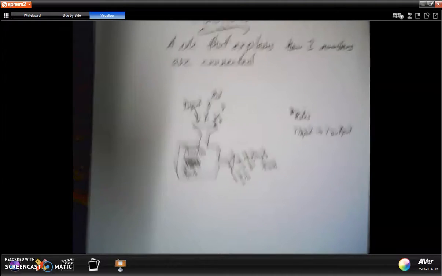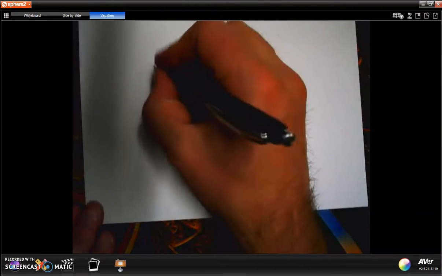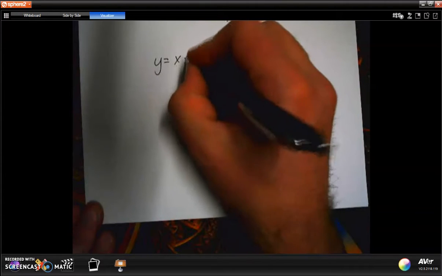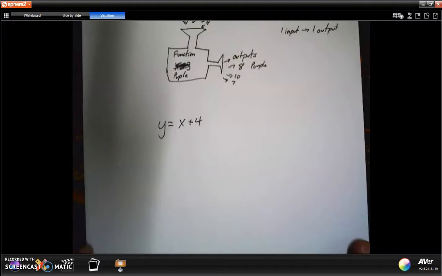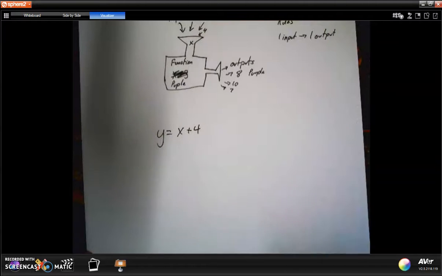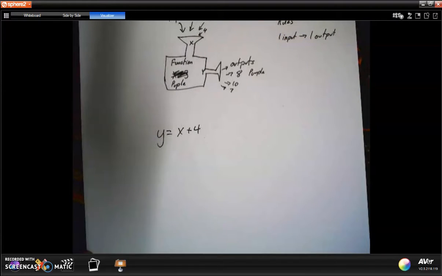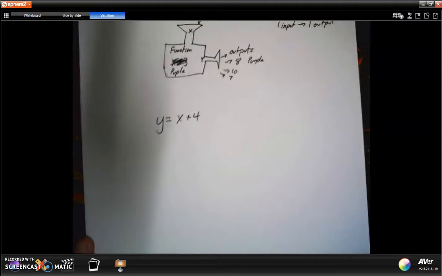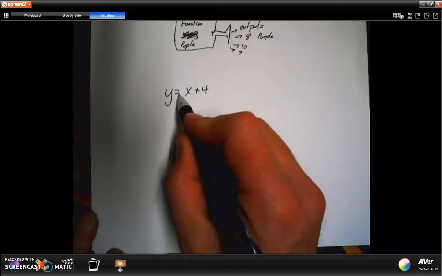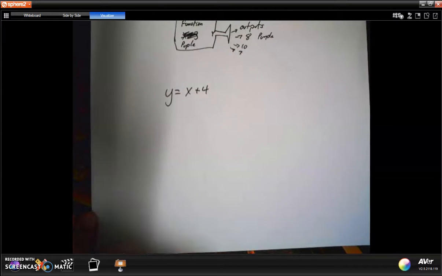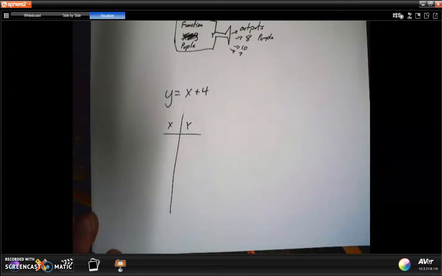Okay? Well, here's what a mathematical function looks like. y equals x plus 4. Your input is always your x, and your output is always your y. So this means whatever you plug in, you add 4 to it to find your output. And we show how they work with a table. The table shows us how they map.